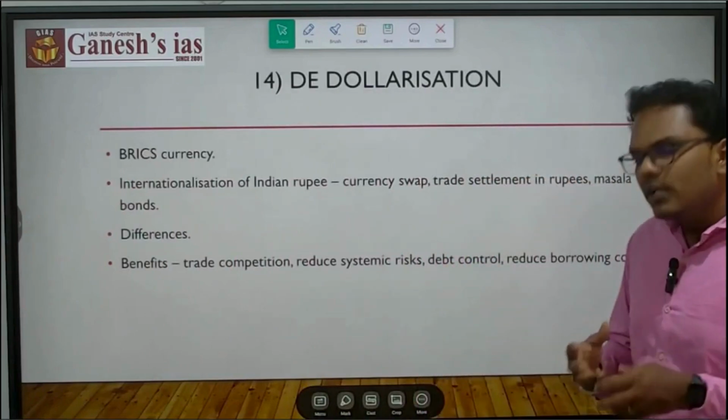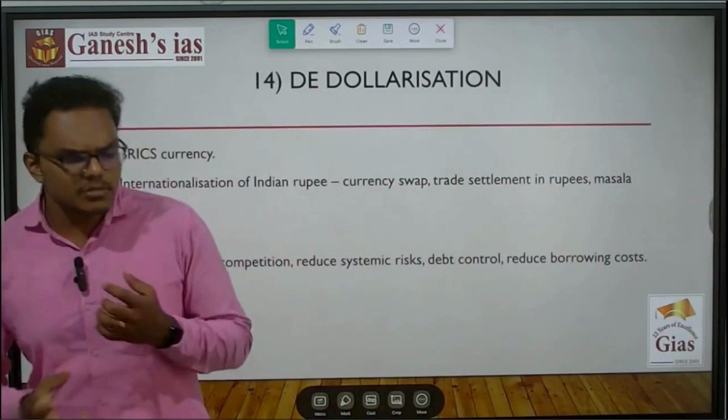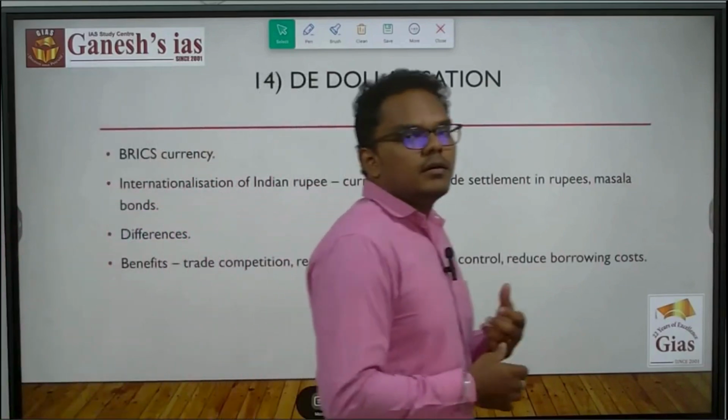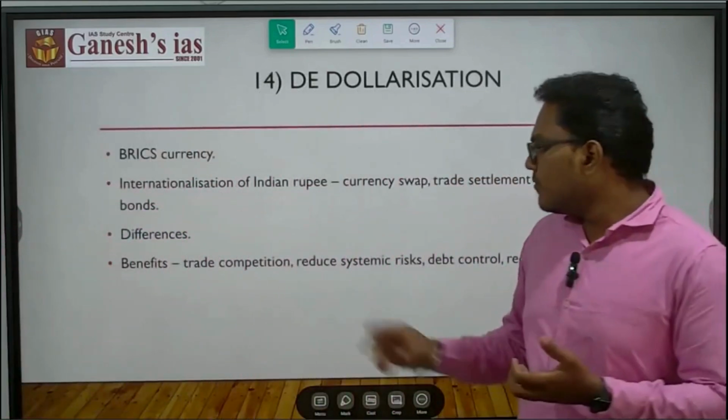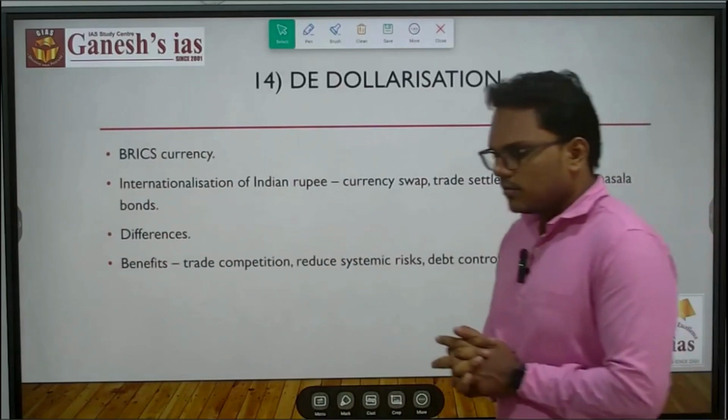and that is definitely going to improve the competitiveness of currencies as well as the competitiveness of the trade between different nations. So definitely it's going to promote trade competition. Then it's going to reduce systemic risks.